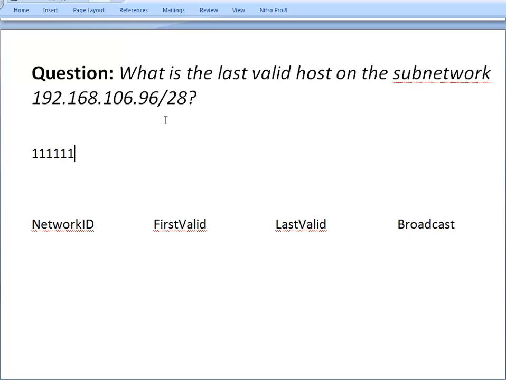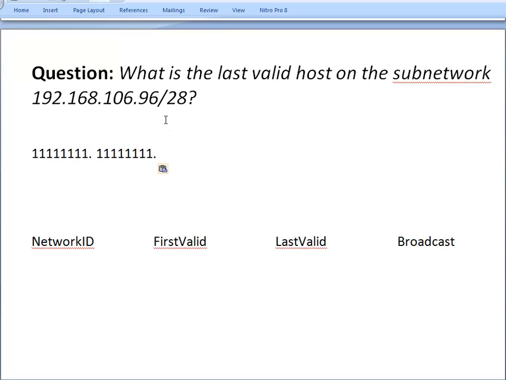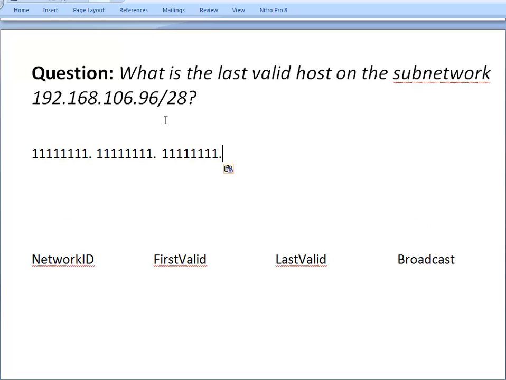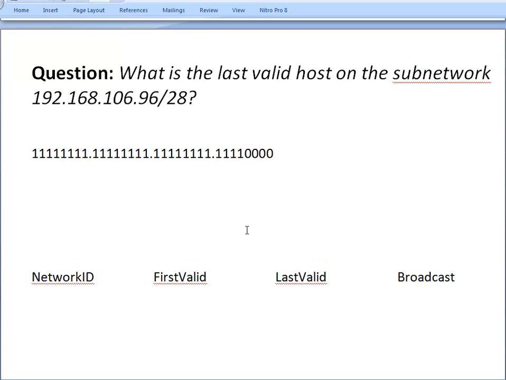Now /28 is: 1, 2, 3, 4, 5, 6, 7, 8. Dot. Let's just copy these. That's 24, 25, 26, 27, 28. 1, 2, 3, 4. That's a /28, yeah. Okay. Now /28, I can say 255.255.255.240.